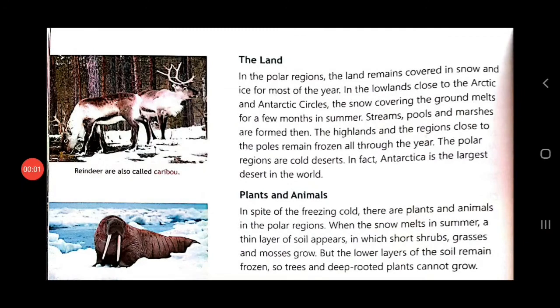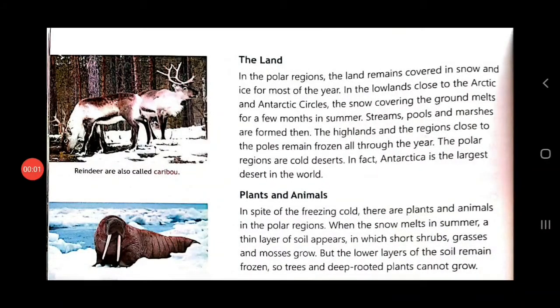The highlands and the regions close to the poles remain frozen all through the year. Now children, the snow which melts, okay, that area is the lowland which is found around Arctic Circle and Antarctic Circle. Now they are talking about the highlands and regions which are close to the poles. वहाँ पे तो whole year that area remains frozen, जमा हुआ एकदम, okay.